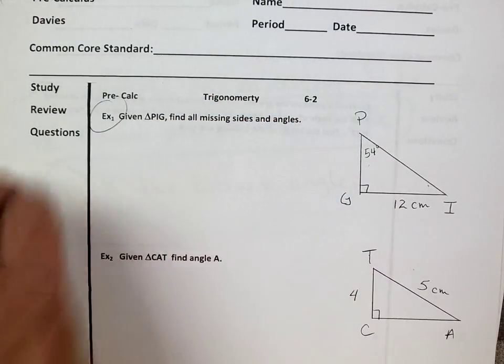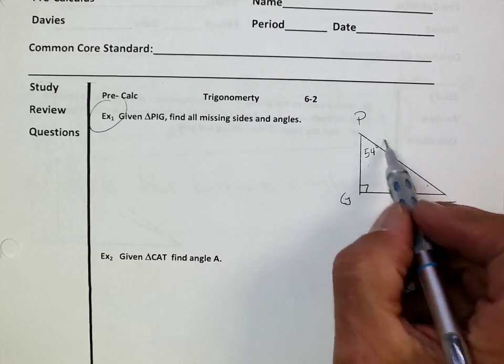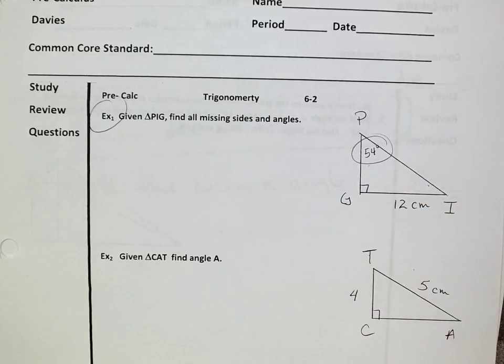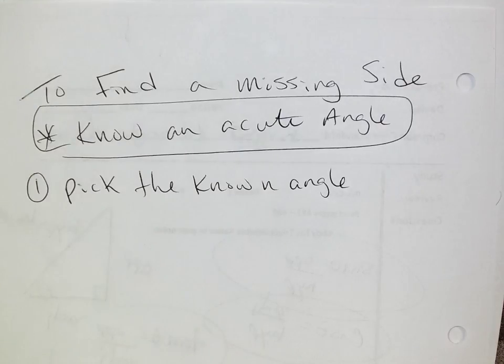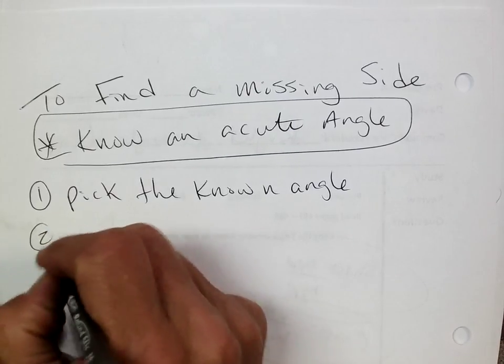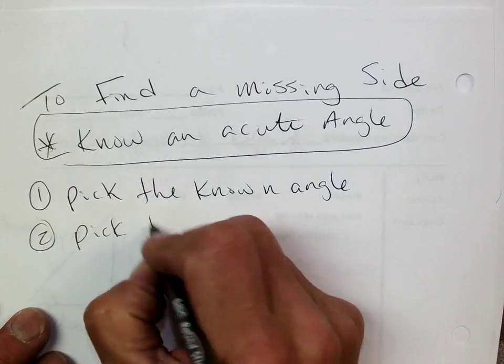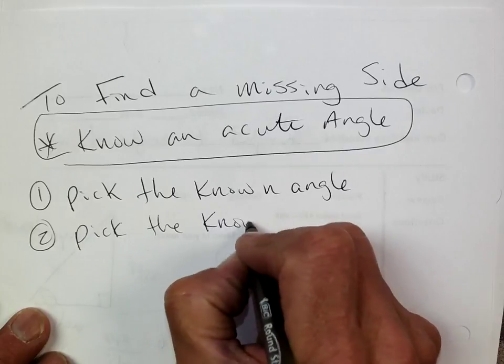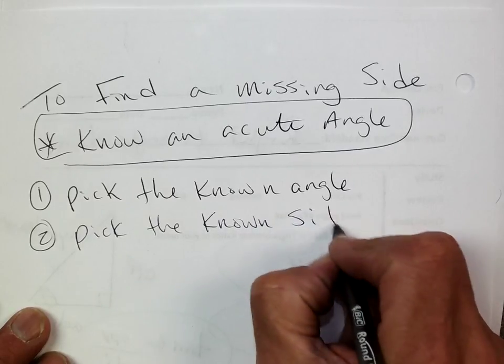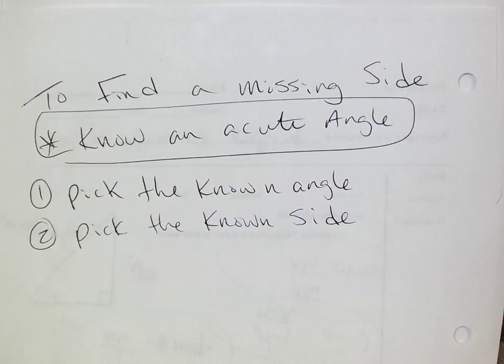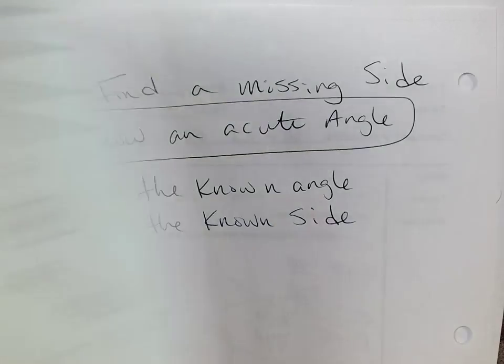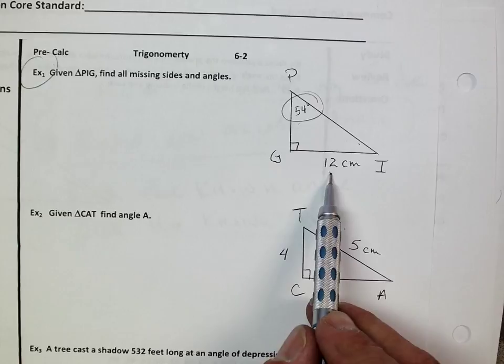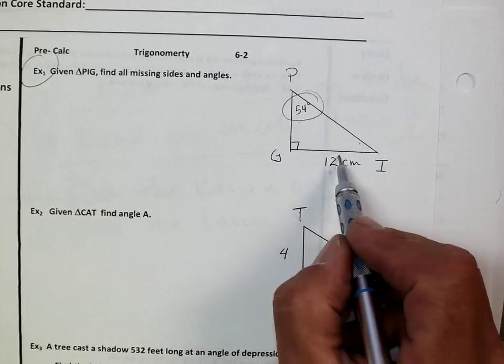I'm going to circle it, okay? Step two, pick the known side. If I take a look at example one, I'll let you guys write that down. So pick the known side. If I look at example one, I'd have to pick the 12, right? You guys agree? Pick the 12.